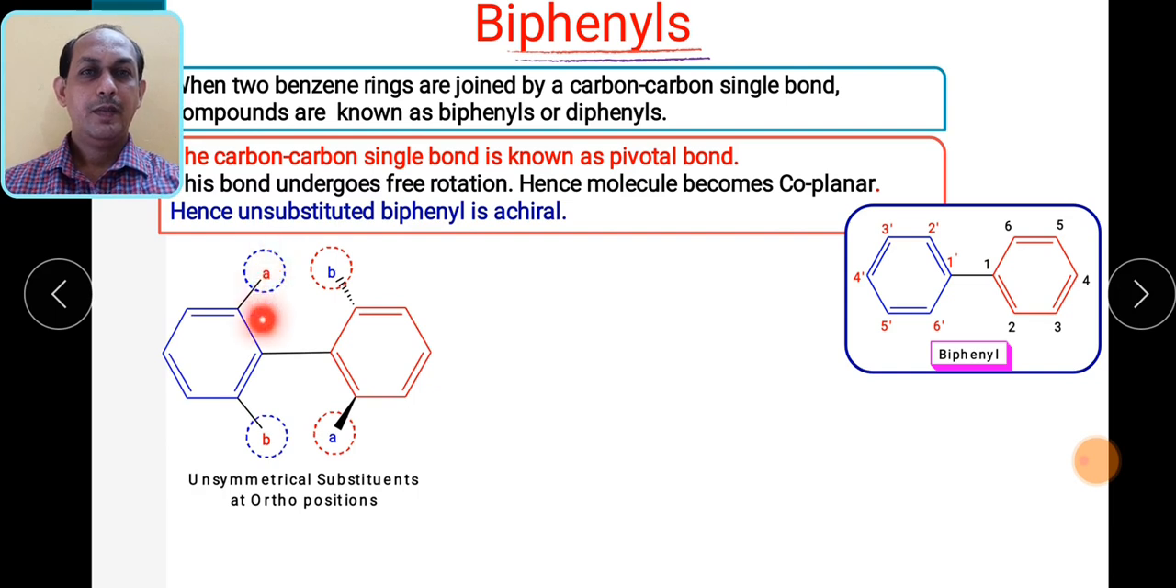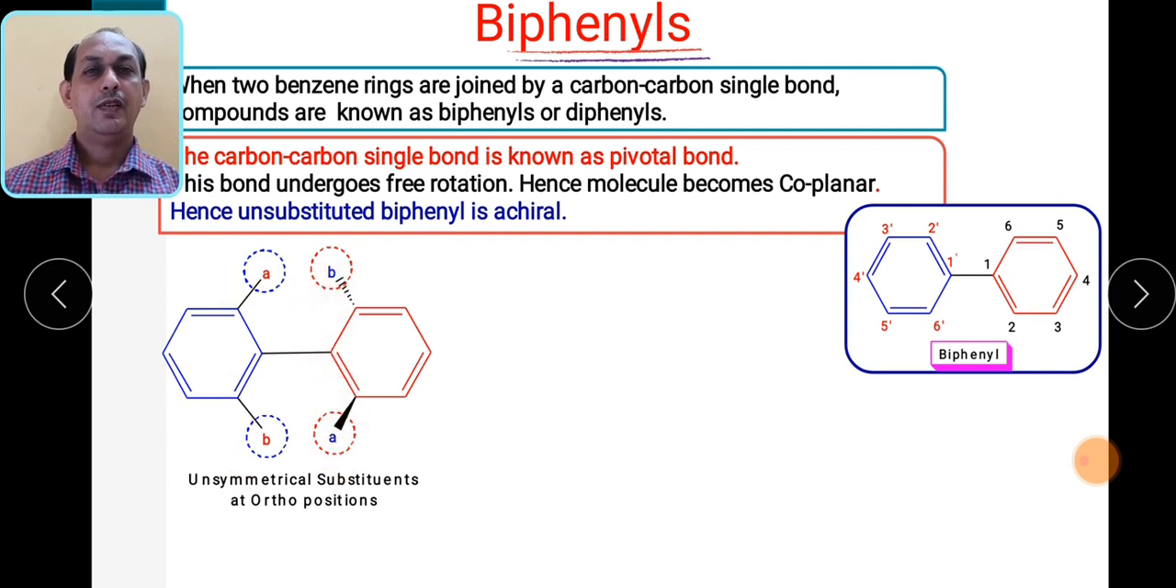But the moment you have the unsymmetrical substituent present, means at ortho position, as we know that for this particular ring, this is a ortho position, this one is ortho, this one is ortho, this one is ortho. So in one ring there are two ortho positions, 2, 2 dash, in another ring 6, 6 dash. These are the ortho positions. So in this ring this substituent is A and this substituent is B, means they are unsymmetrical. In another ring, this is B, this is A, means they are different.